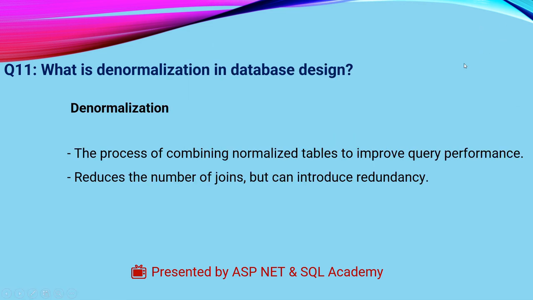Denormalization is a process of combining normalized tables to improve query performance by reducing the number of joins required. While this can speed up queries, it introduces data redundancy and it can lead to inconsistent data if not managed carefully.